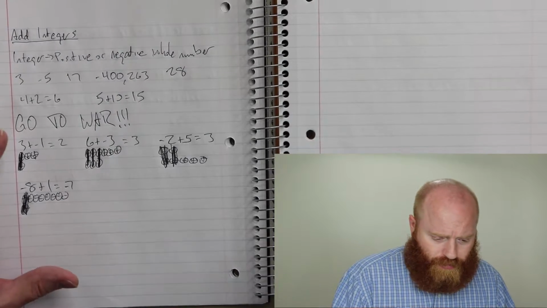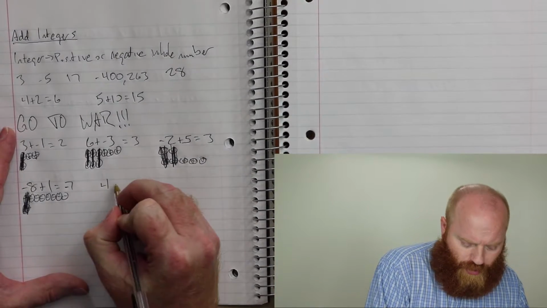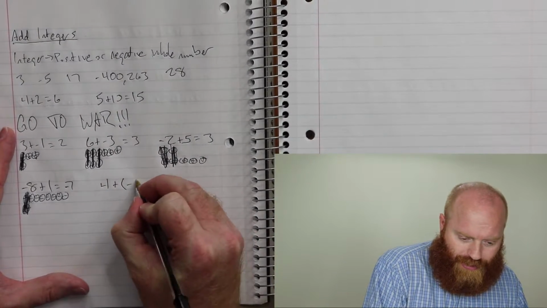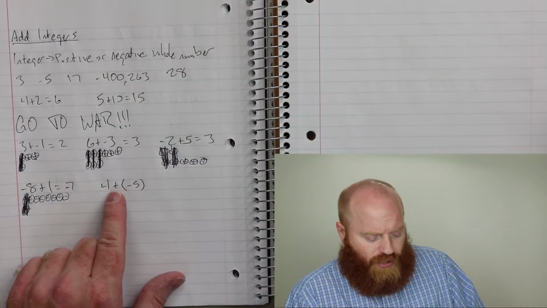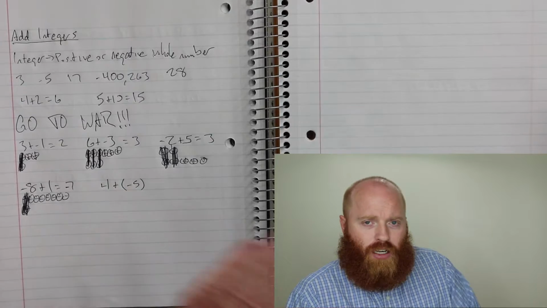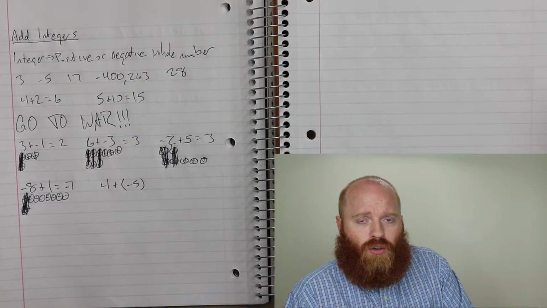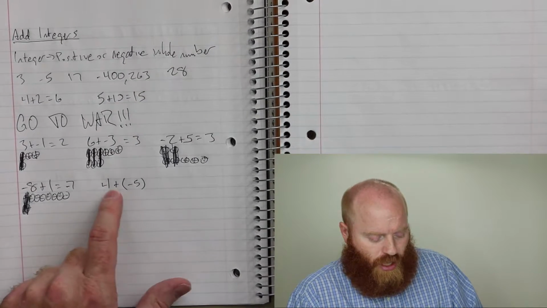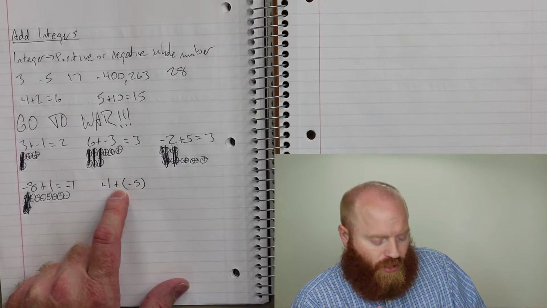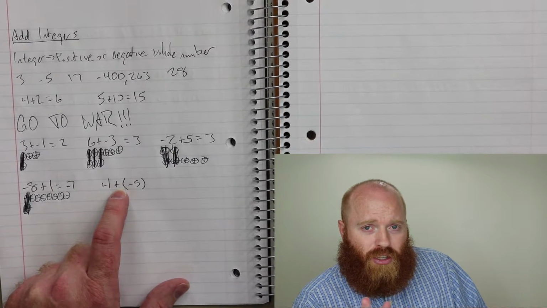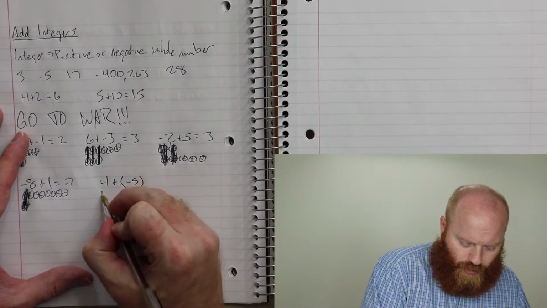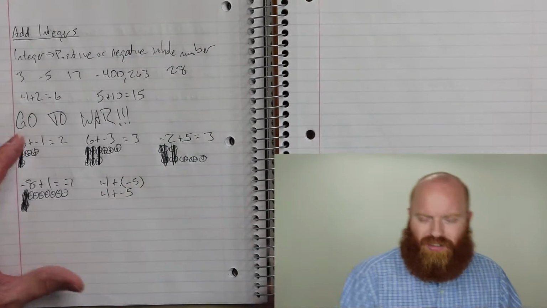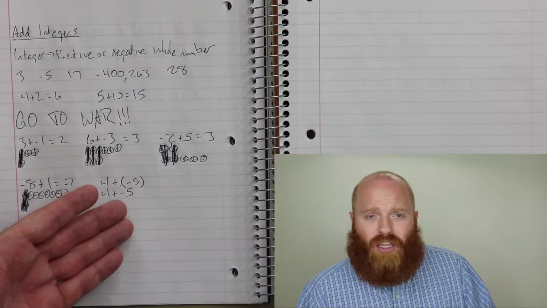Let's keep rolling. What if they put parentheses? 4 plus negative 5. Guess what? I don't care. When you have a plus sign touching a grouping symbol, I don't care if it's a parenthesis, a bracket, or a brace, any one of those grouping symbols, you're allowed to drop those grouping symbols. They're unnecessary. Drop it like it's hot. So this one, I'm just going to drop them. I'm going to put 4 plus negative 5. They're just trying to fool you. They're trying to intimidate you.